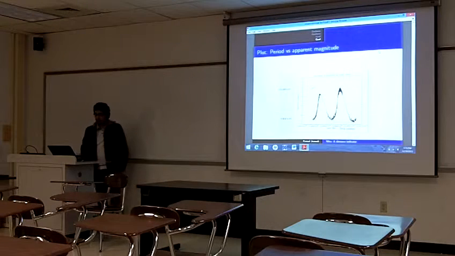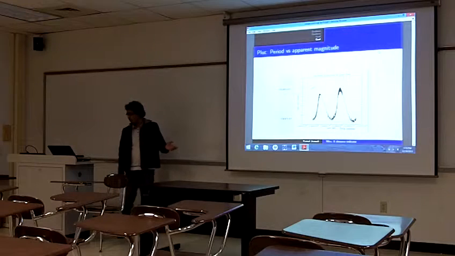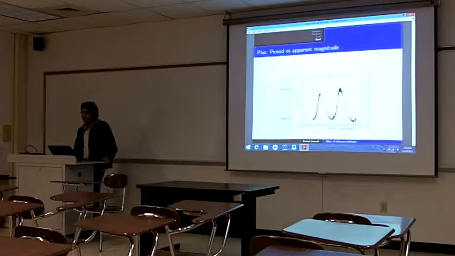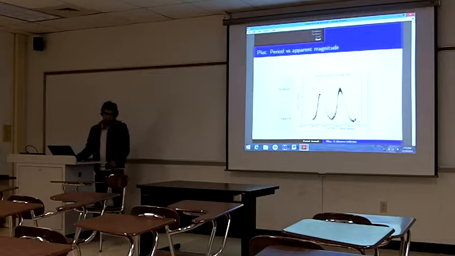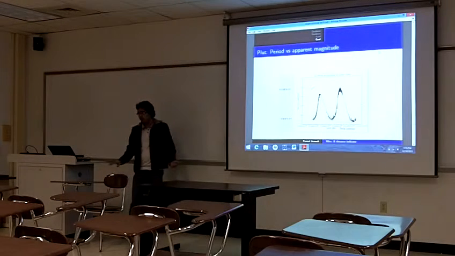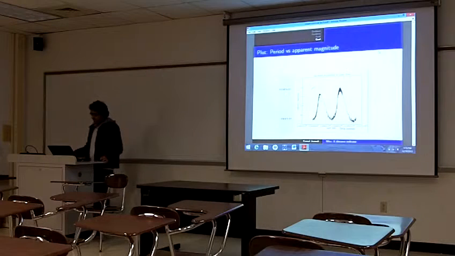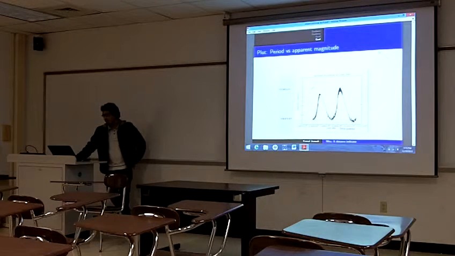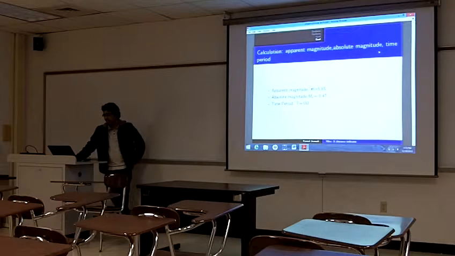One interesting figure over here is that each curve does not appear the same at different times. Why is this happening? Because of the rate of loss of mass from the Mira star. That is the main point. And second, the metallicity of the star also causes this. And then the apparent magnitude will be the average, and that will give us the value, absolute magnitude and time period.